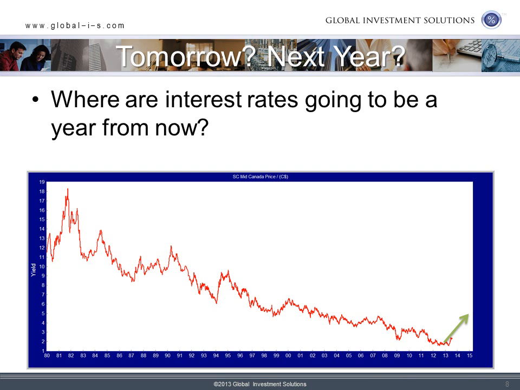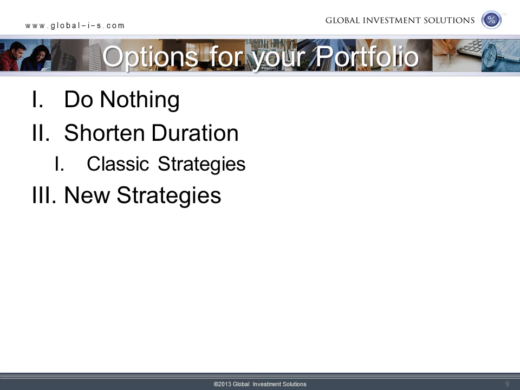So where are interest rates going to go from here? Where will they be a year from now? We think that down is for the most part over. Up is the risk. Like the flood, it's not if it's going to happen, it's when. So what can be done? Well, there are options, and we can look at these options in the presentation.